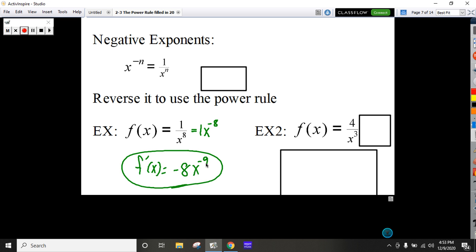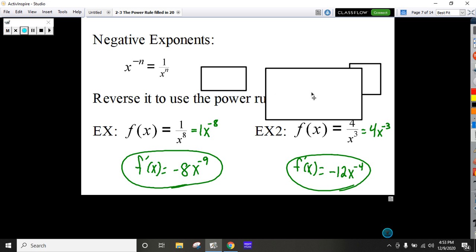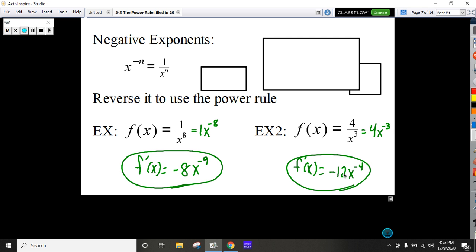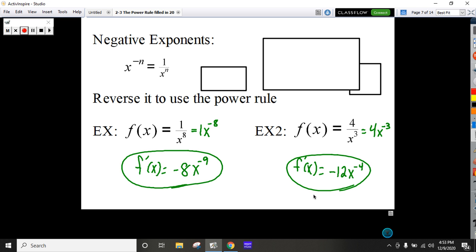So then for our second example, we have 4 over x to the 3rd. And so again, the x to the 3rd is going to move up with the 4. And then the x to the 3rd, instead of being to the positive 3rd, is now going to be to the negative 3rd. And so now we can use the power rule with this. So we take negative 3 times 4 and then subtract 1 from my exponent. So I end up with negative 12x to the negative 4th. So that's another exponent rule that we can use.